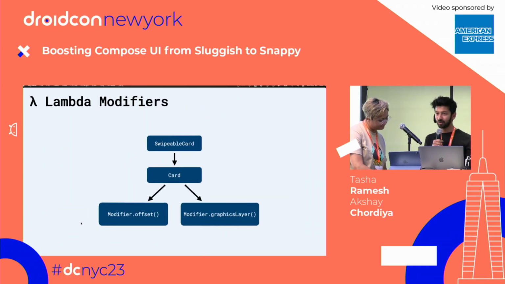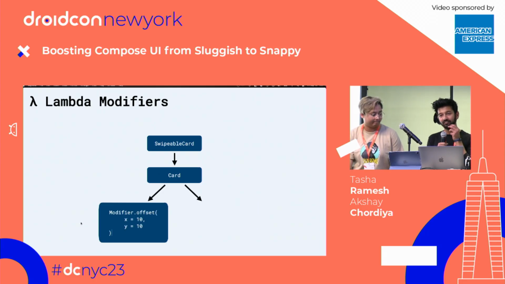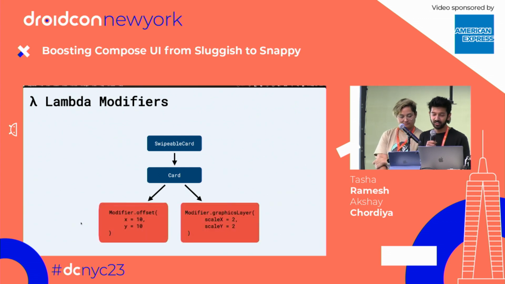So we have this swipeable card which you have been seeing so far. It internally has a material card, and we are setting some modifiers to it, specifically the offset and graphicsLayer. Whenever the values of these modifiers change, like the X and Y for offset, or the scale for the graphicsLayer, Compose thinks that this has changed, and it feels that it needs to recompose the whole thing. And that's why the whole node, the swipeable card, is recomposing.